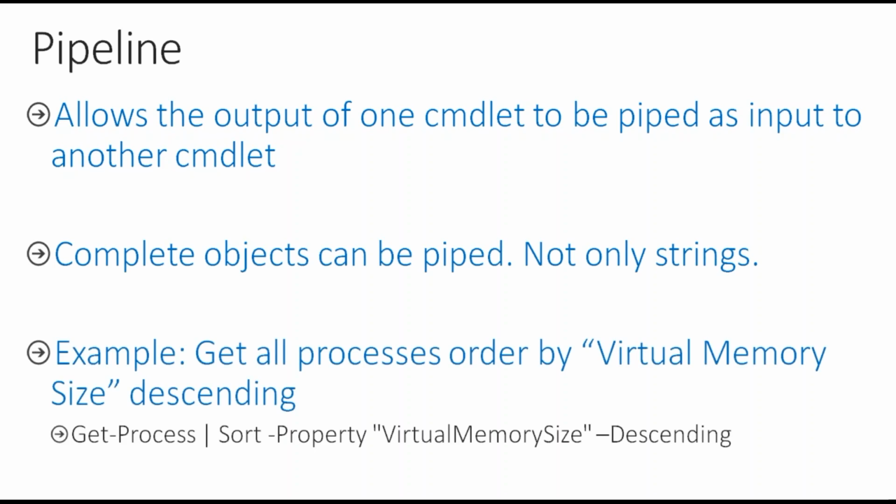If we want to get all processes ordered by virtual memory size in the descending order, we can use Get-Process pipe Sort-Object, using property virtual memory size, and saying the order is descending.